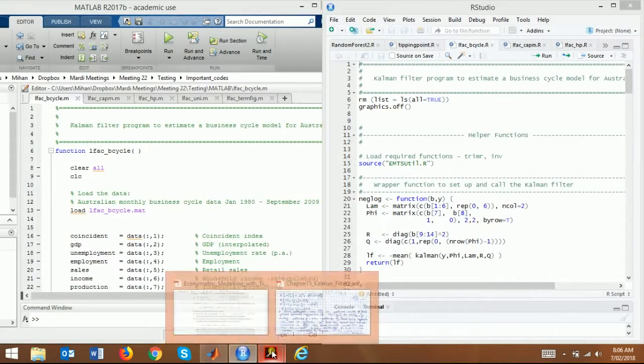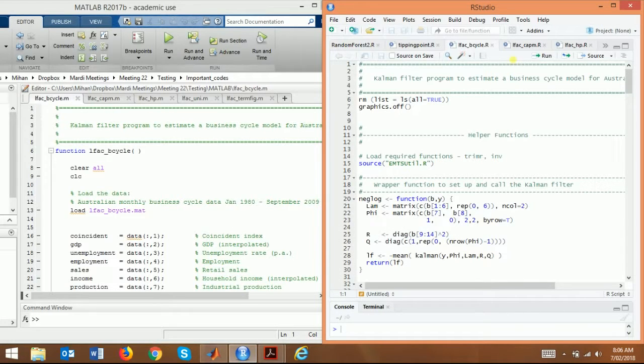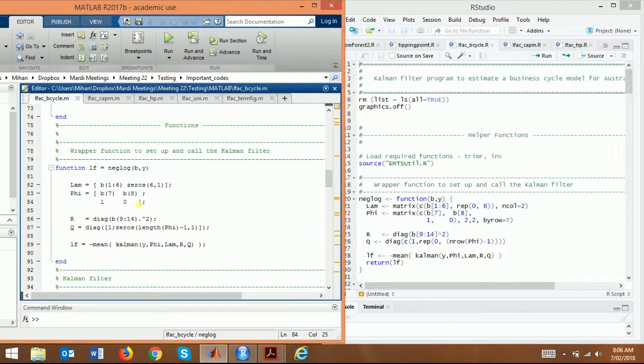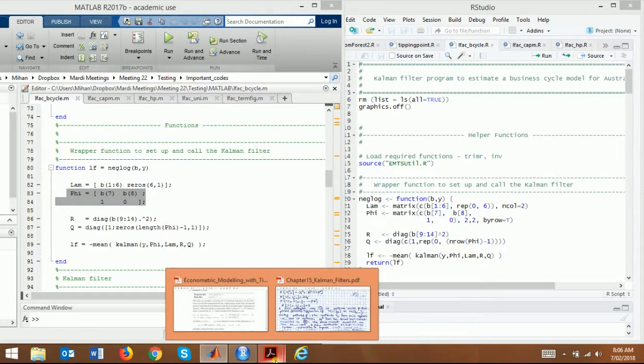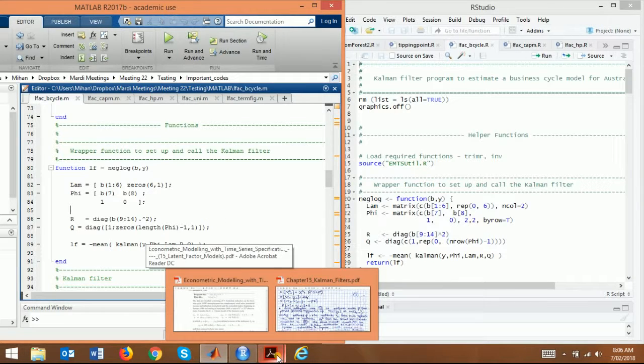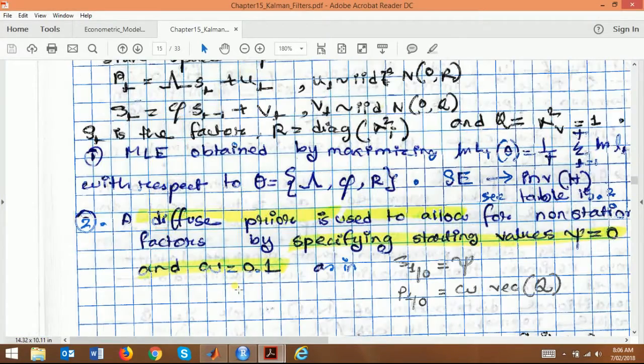Okay, business cycle model. I'm already very excited. LFAC B cycle. See what functions? Wrapper function. Lambda 1 to 6, then phi, and 1 0. This follows the equations that we studied earlier. Remember that, today when we were talking about this, we saw how these equations look. Let me see if I can show you a business cycle model.